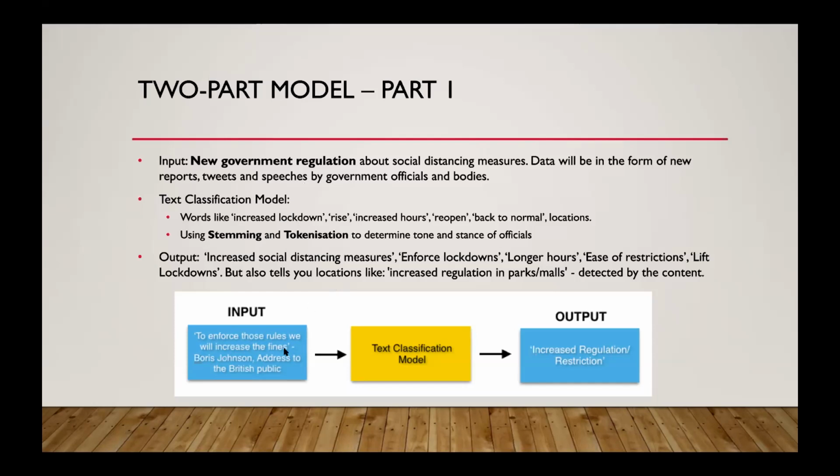So one example is by Boris Johnson, who is the UK Prime Minister. What he said a little while ago was, to enforce those rules, we will increase the fines. So really what the text classification model will do is select enforce, rules, increase, and fines, and from that determine that the government is planning on increasing regulation and restriction.